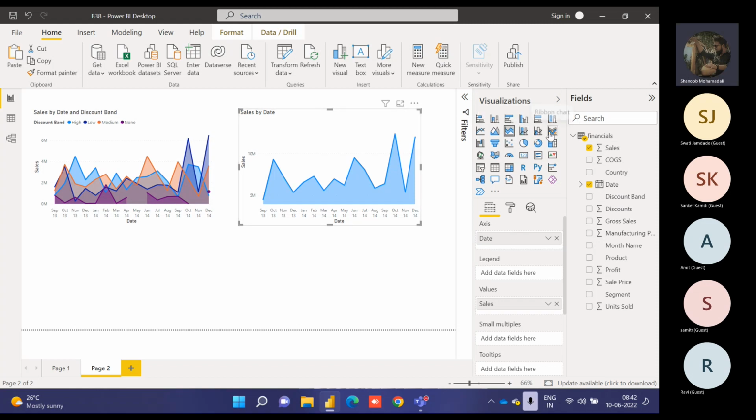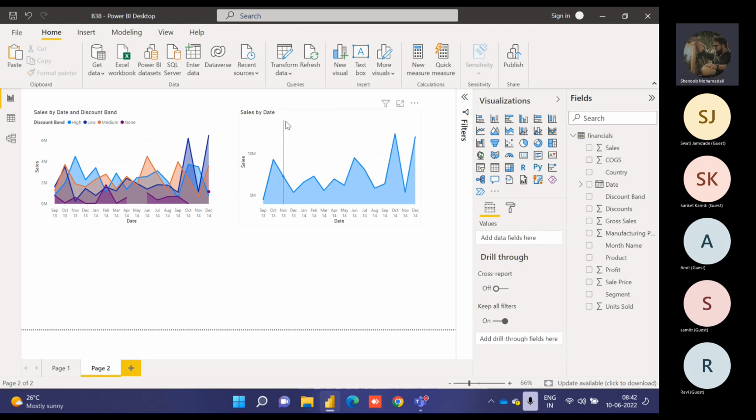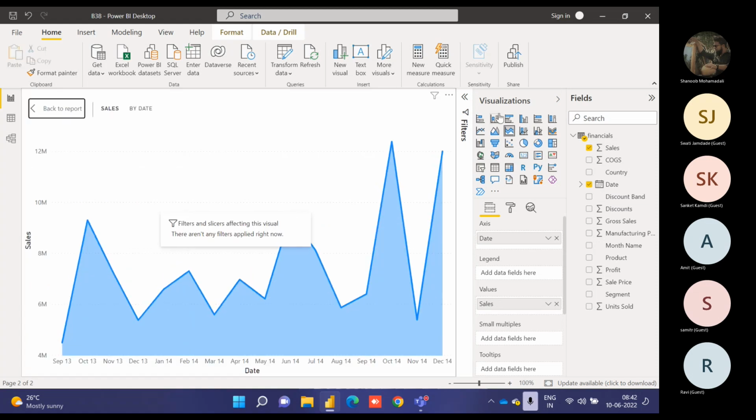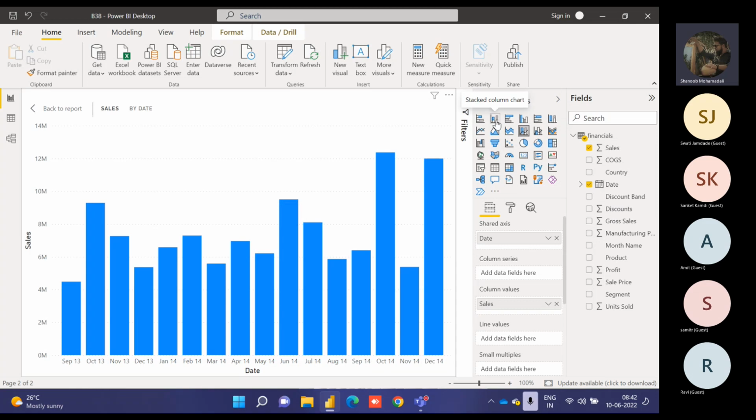Let's go to the next set of charts, which is, I'll copy this one, the combination of charts. So line and stacked column chart. That means the stacked column chart plus this line is what the combination is. Now, line and stacked column chart: let's take, I have the date and I have the sales. I will use discount band here.